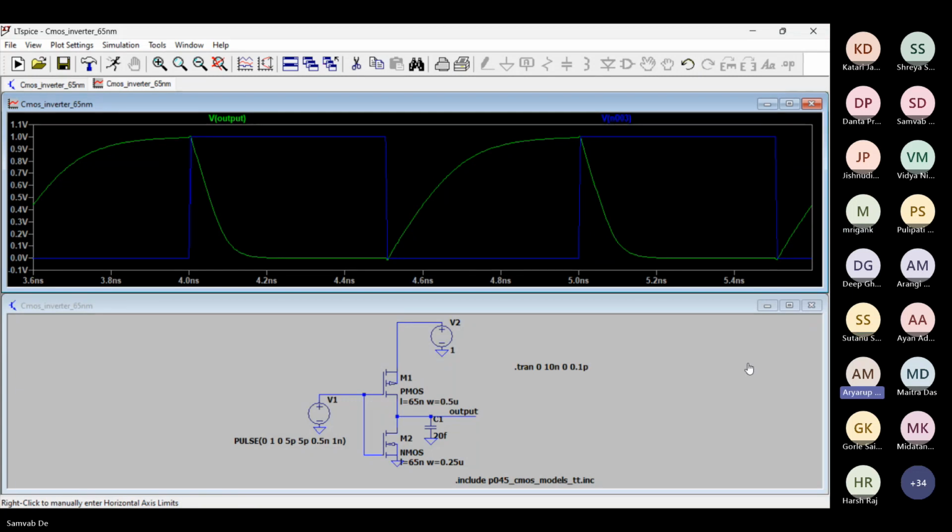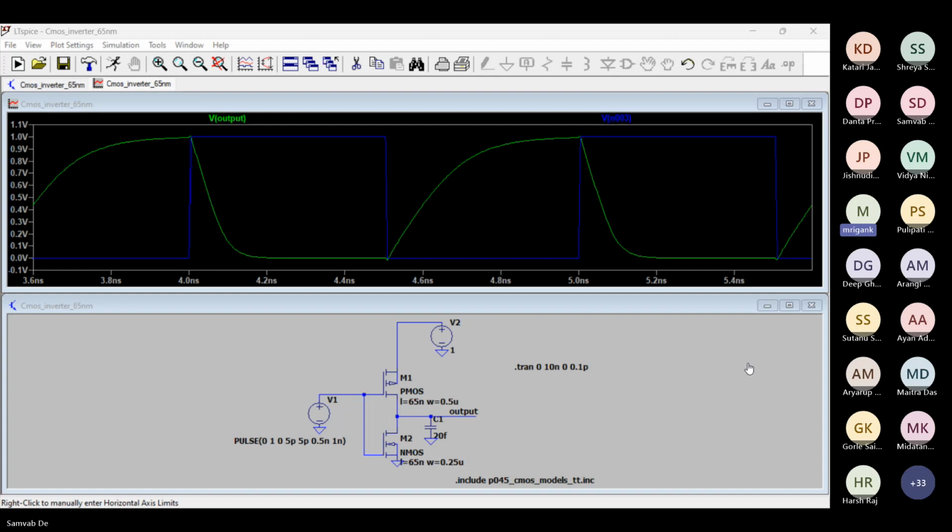Rise time is greater than fall time. Greater is fine, but apart from that, what else? So overall, what is happening to rise time and fall time? Increasing, right? It's obvious that the rise time and fall time will go on increasing if your cap is more, because it is taking more time for the PMOS to charge the capacitor and taking more time for the NMOS to discharge the capacitor. So overall rise time and fall time will go on increasing if your cap is increasing. That is the first thing. That should be clear to everyone, right?